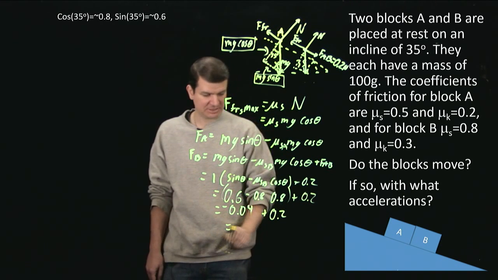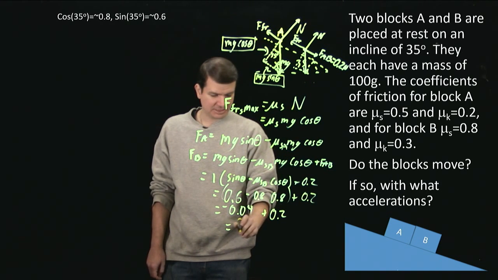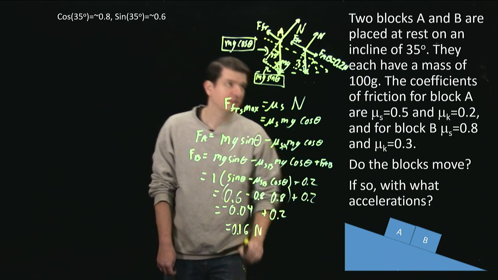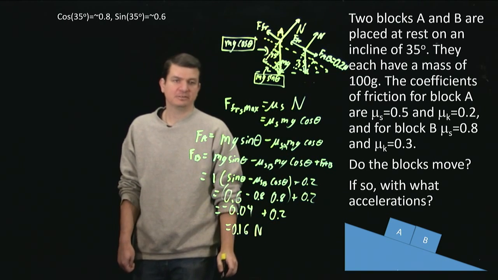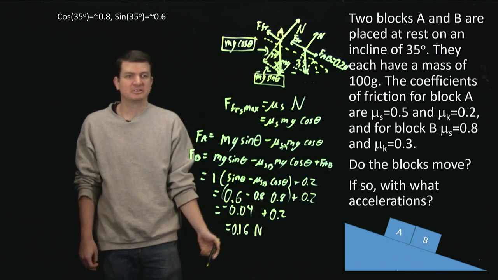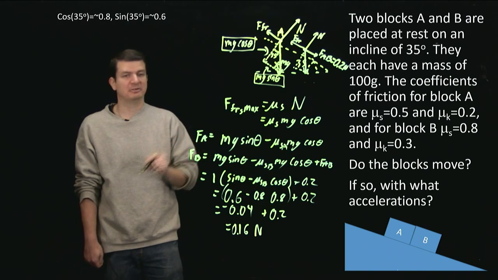And just fill those spaces in. So add those two together, and we get 0.16 newtons of net force acting on B down the slope. So at long last, we know that they're going to slide.